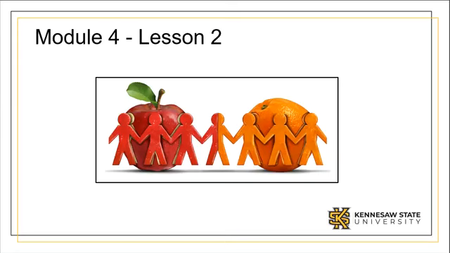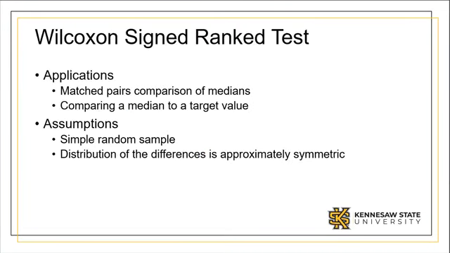This lesson will continue our exploration of nonparametric tests, but with tests where two groups are being compared. The Wilcoxon signed rank test is another nonparametric test that uses ranks to compare the paired difference of the medians of two groups to 0 and to compare a median to a target value. Its parametric equivalent is the t-test for paired treatment.